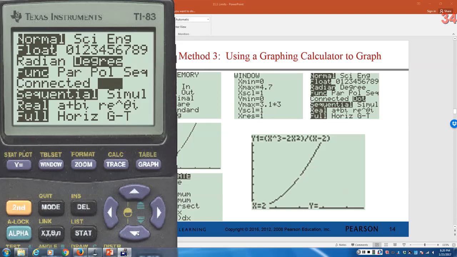Because what it'll do is it'll get a number here, and if 2's in there and it doesn't exist, it'll just connect them up with a straight line. So, okay, I'm going to put 1 in there anyway. But I want it to actually do the points. And now you can hit graph.